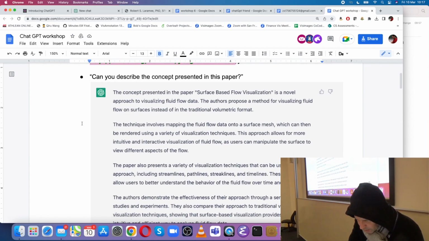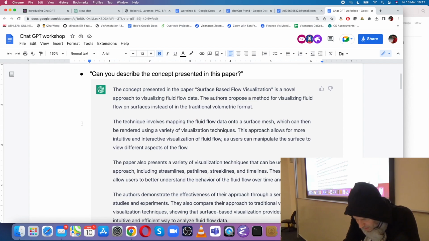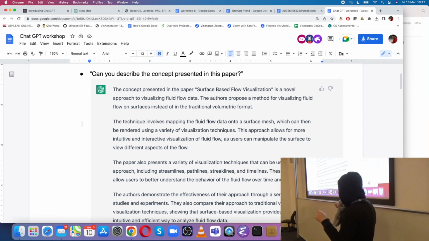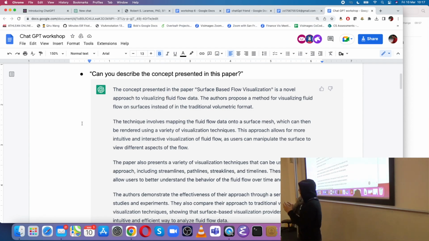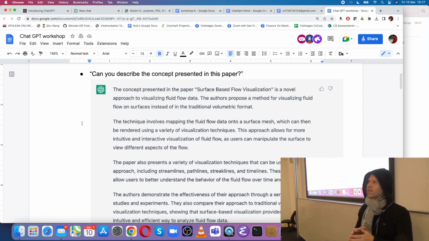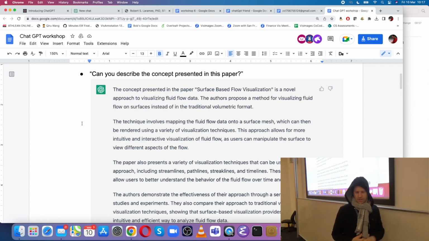So the authors present a method for visualizing fluid. No, that's actually not true. Because it's a survey paper. So the concept is it's summarizing all of the related research on surface-based flow visualization. That's the concept. It's taking this topic of surface-based flow visualization and presenting you with a summary of all the related literature on that topic. Yeah. That's the concept.